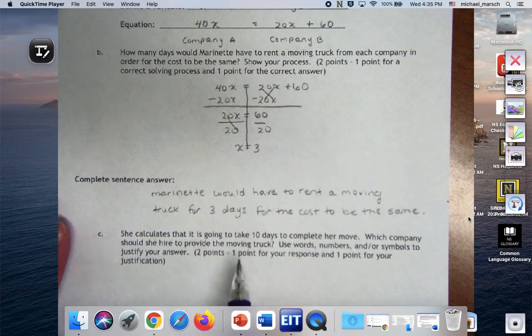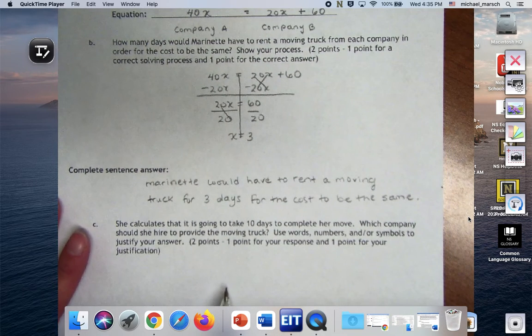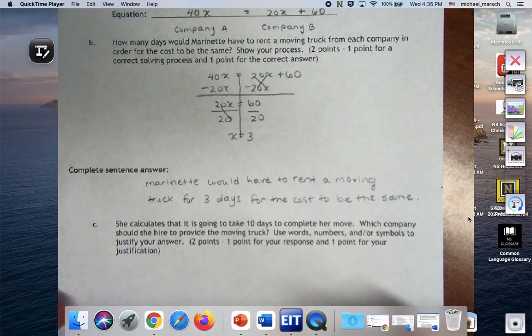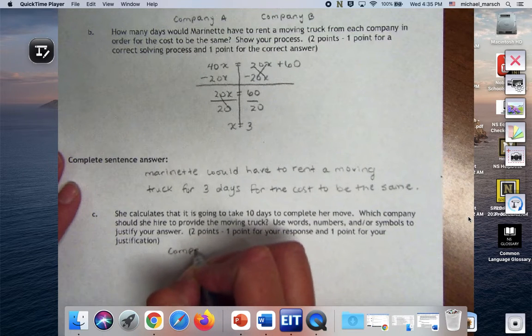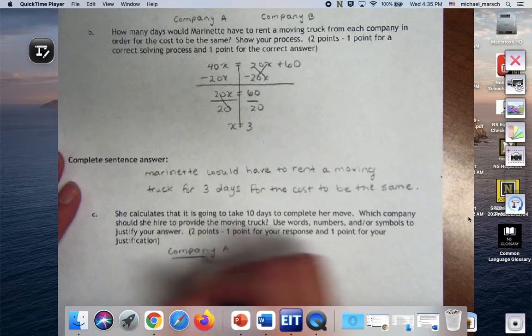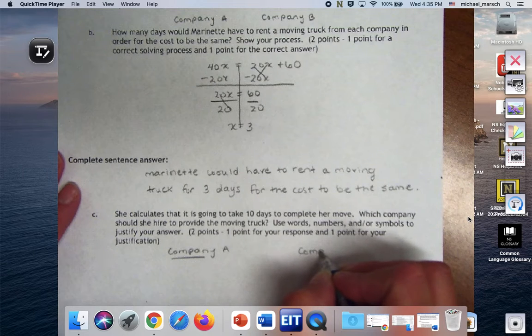So she figures out it's going to take her 10 days to complete her move. Which company should she hire? You can use words, numbers, and/or symbols. I'm going to use numbers, but I know some of you could explain this in words. First I'm going to show the numbers, and then I will talk about what your word answer could have been. So I'm going to write Company A and Company B.